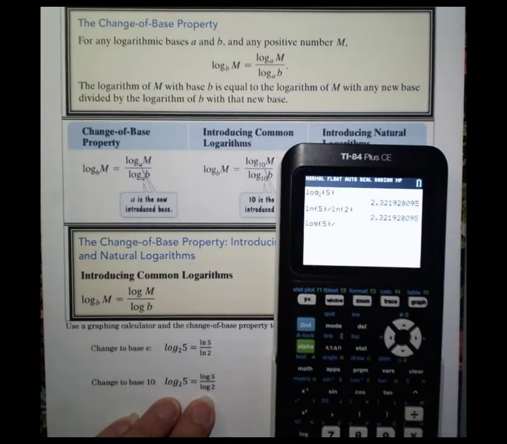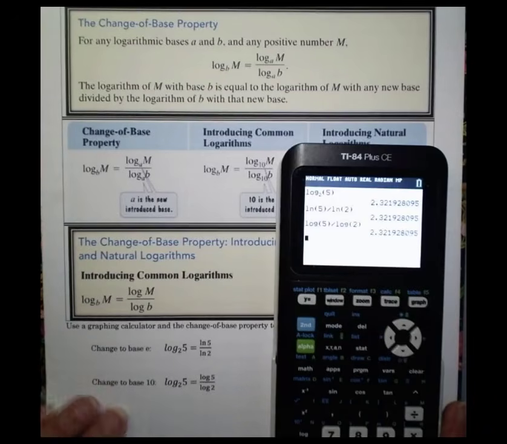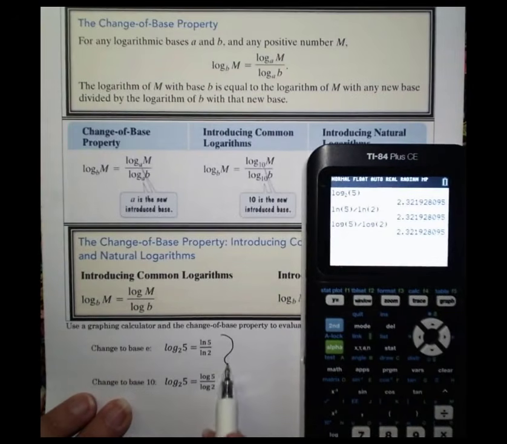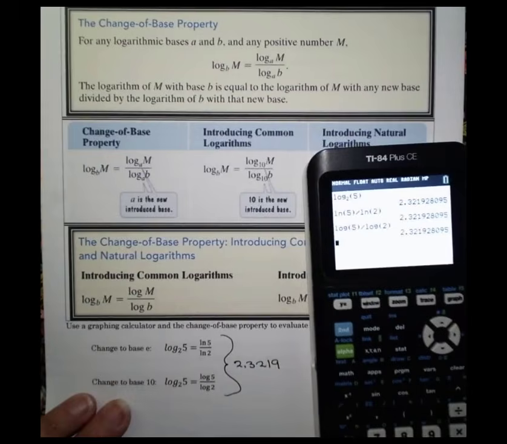And I'm going to say divided by, and I'm going to use log of 2. And I get the exact same thing. So no matter what I do, whether I use the TI-84 feature or whether I do the conversion to the new base, base E or base 10, I get the same number when I evaluate. So all of these come out to be 2.3219. We'll just round it to 4 decimal places.